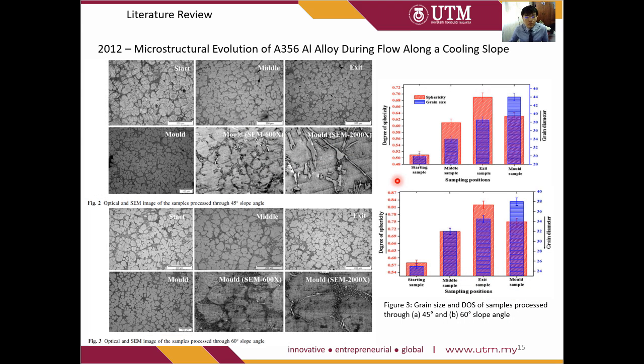This paper from 2012 shows that the 60-degree slope angle produces a sample with a degree of sphericity, also known as the shape factor, closer to 1 and a smaller grain size. From the optical micrographs, we can see the formation of globular structure throughout the cooling slope. And SEM micrographs can be used to observe surface structure and flaws.